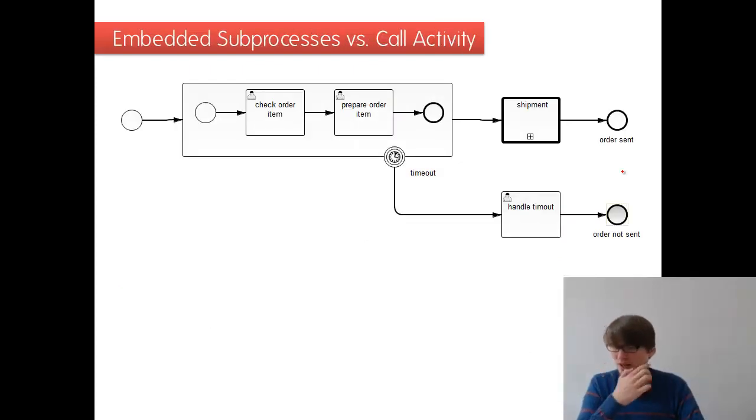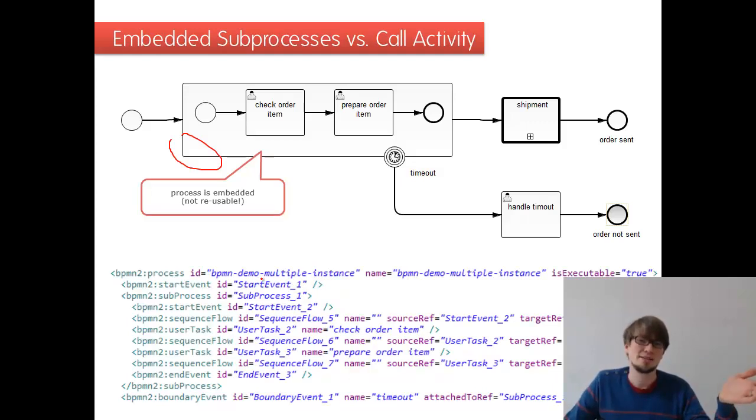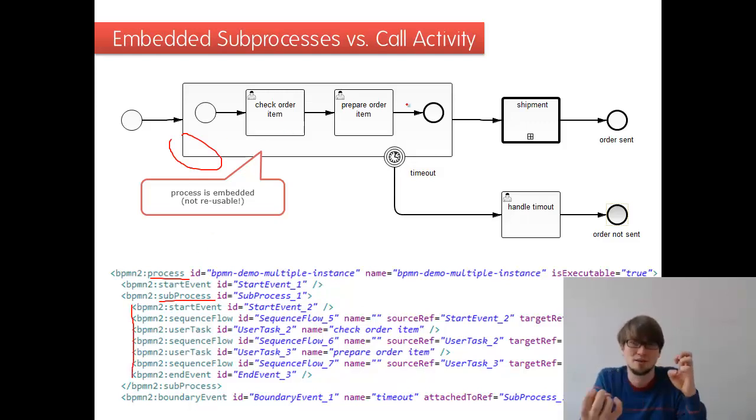Now we want to have a quick look at sub-processes. There are basically two types of sub-processes in BPMN. The first is the so-called embedded sub-process, and the second one is the so-called call activity. The first is what we have here. It's basically like a scope in your process model. The interesting thing is if you have a look at it in the XML, we see the process, and then we have the sub-process, and in that sub-process we have all the elements. So it's really embedded.